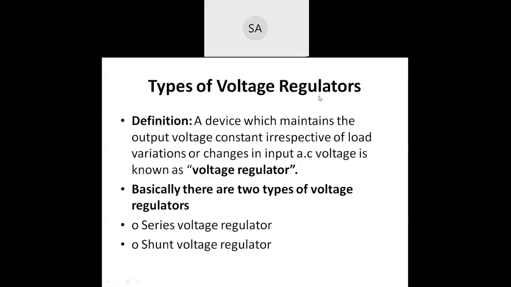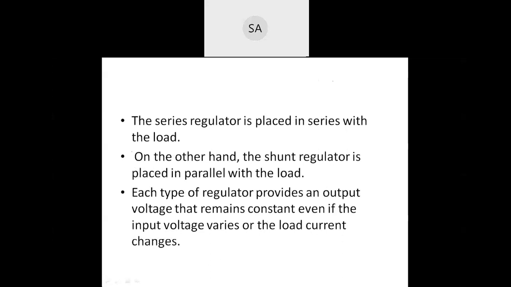Basically there are two types of voltage regulators: the series voltage regulator and the shunt voltage regulator. A series regulator is placed in series with the load. On the other hand, a shunt regulator is placed in shunt, that is, in parallel with the load.